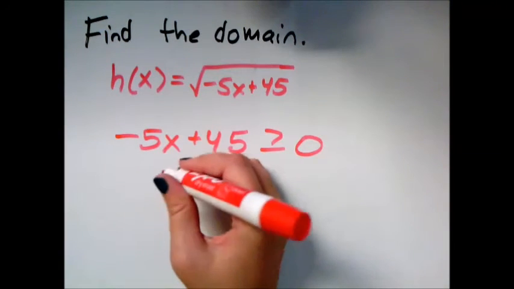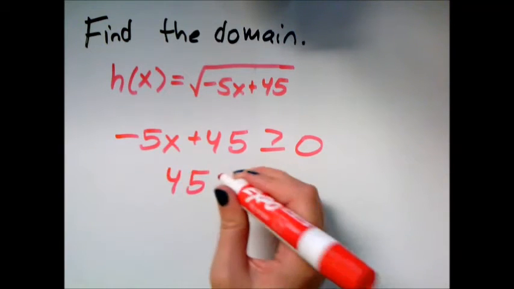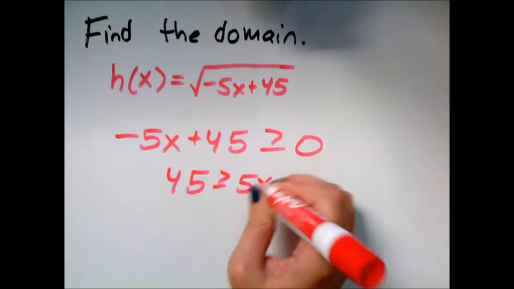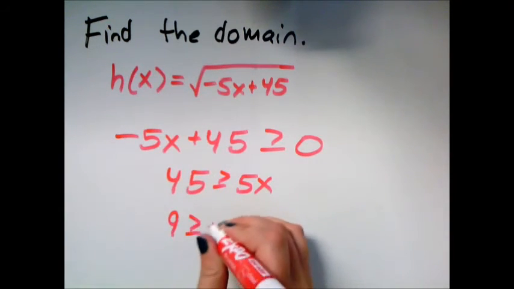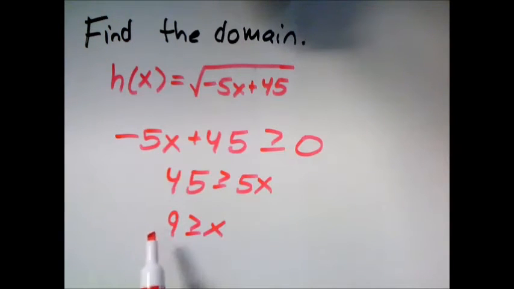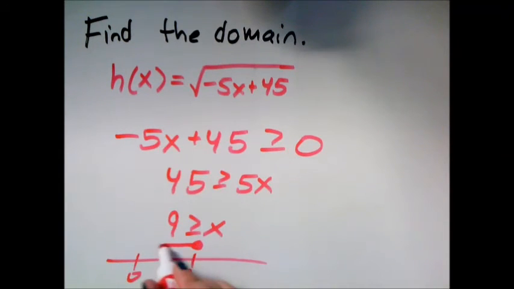Maybe I'll add 5x to both sides so I don't have to deal with it being negative. And divide by 5. And notice this opens towards the 9, so if it's saying 9 is bigger than x, then x is smaller than 9. So what kind of numbers work here? So as long as x is less than or equal to 9, we'll make a filled in circle because 9 could be included in that.